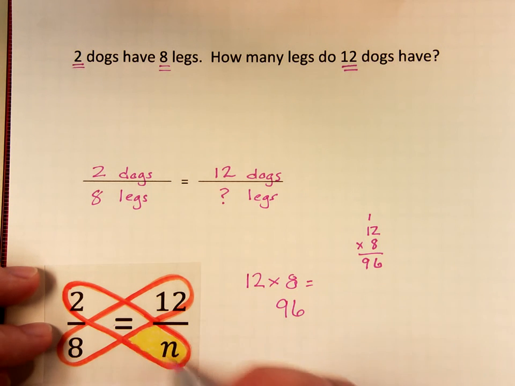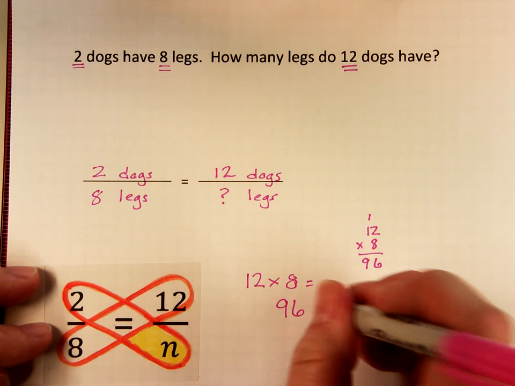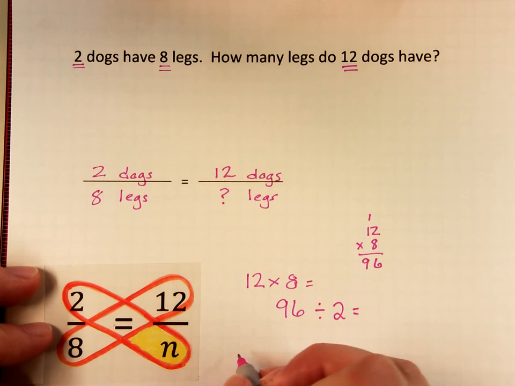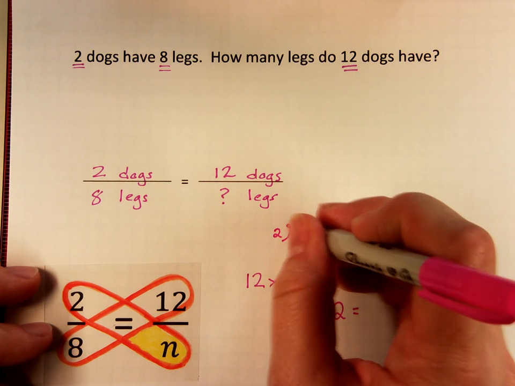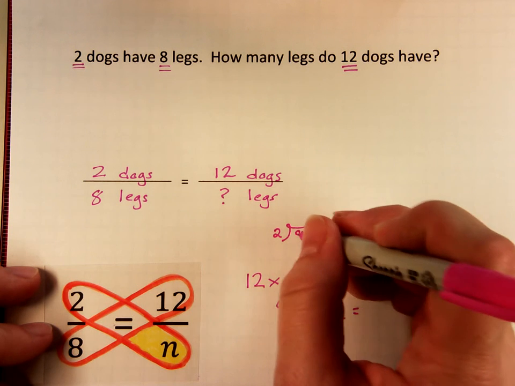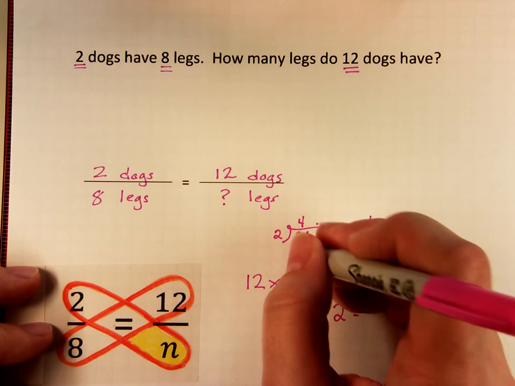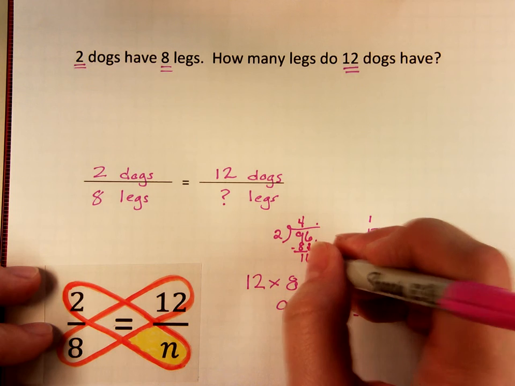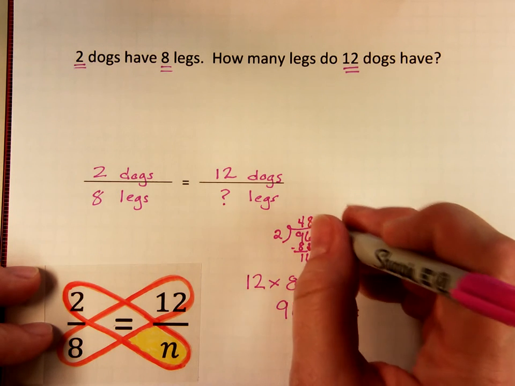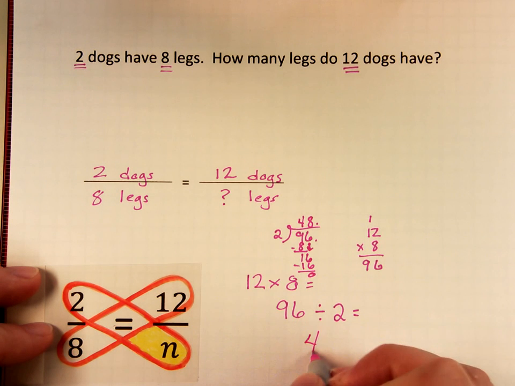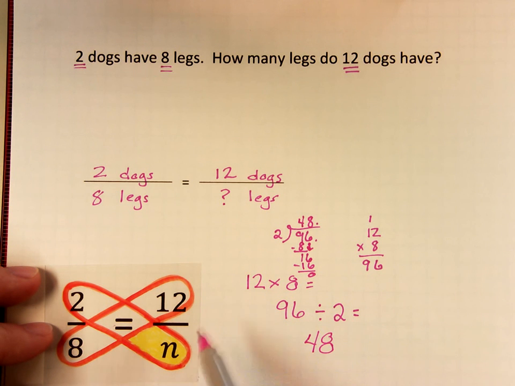Step 2, you have to do the other bar of the X, which is this one. We didn't do this one yet, right? And that's going to be division. Divided by 2 equals, let's see how many times 2 goes into 96. 2 goes into 9 how many times? 4. 4 times 2 is 8. Subtract, you have 1 left over. Carry the 6. How many times does 2 go into 16? 8. 8 times 2 is 16. So 2 goes into 96 48 times. And that is telling us that 12 dogs would have 48 legs. I hope that helped you figure out how to solve proportions a little bit.